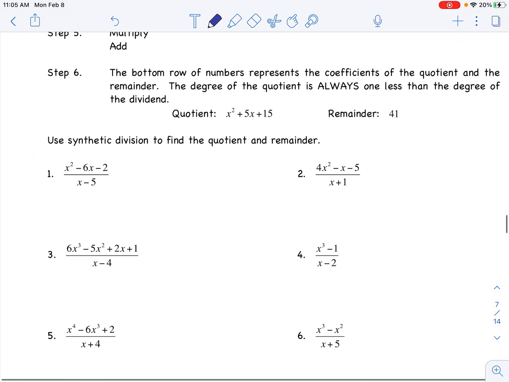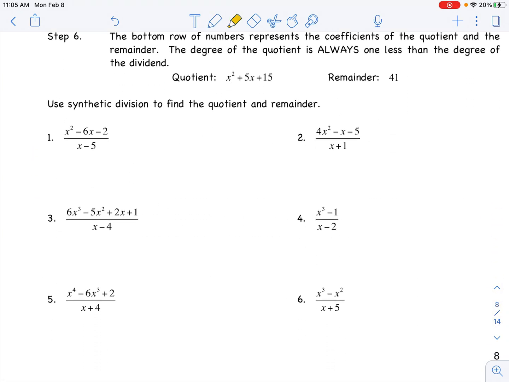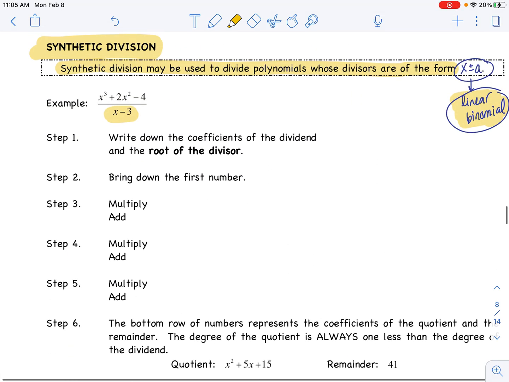So like all these ones at the bottom, notice I'm dividing by x minus 5, x plus 1, x minus 4, x minus 2, x plus 4, x plus 5. Those will all work for synthetic division. And it's definitely going to be faster, less dealing with letters. It's just about the coefficients, so you don't have to worry about x cubes and x squareds and lining up. You don't have to distribute that negative or any of that stuff. So I do think most people like this a little bit better. Let me walk you through the steps.